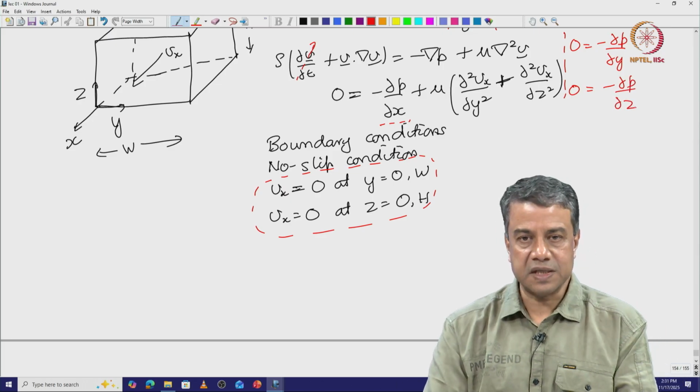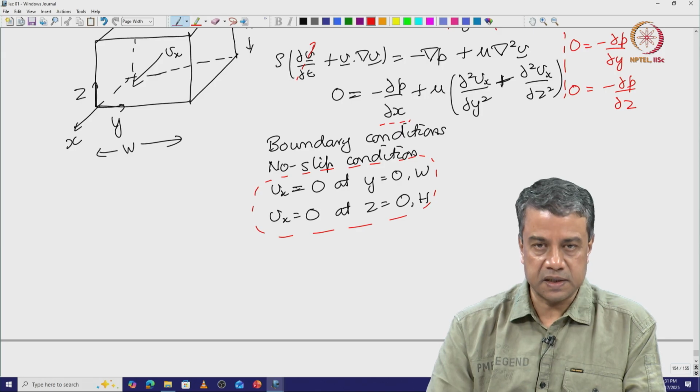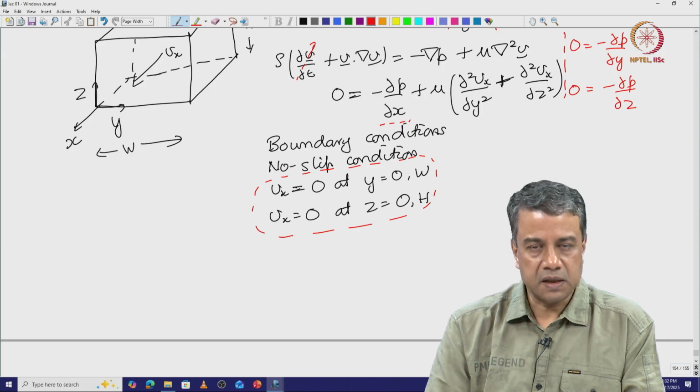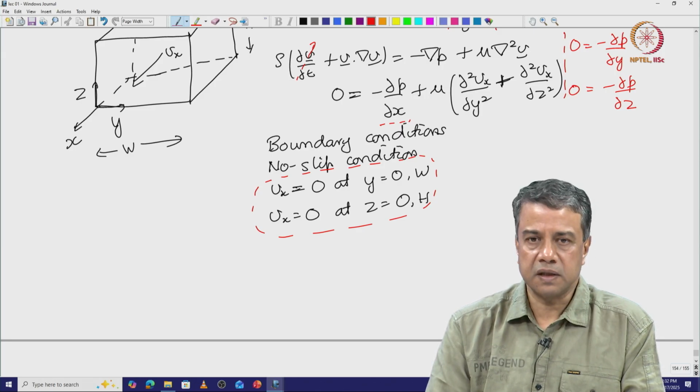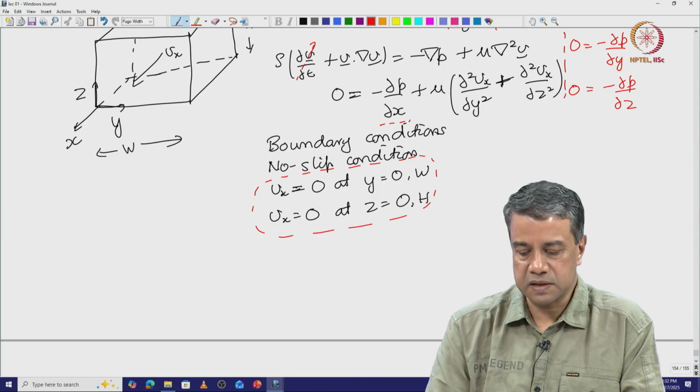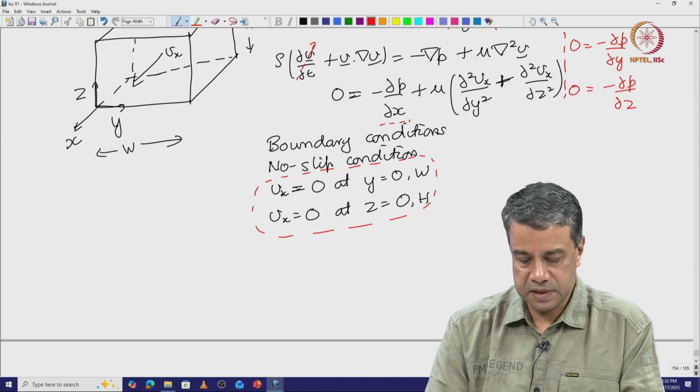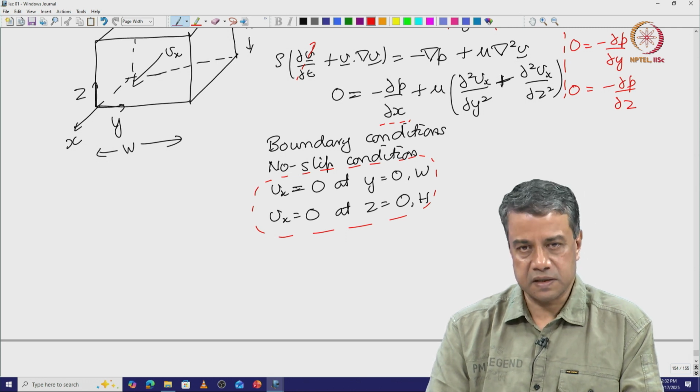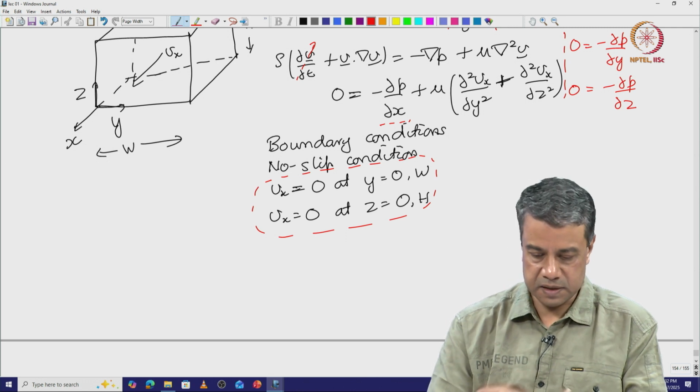So, therefore, the pressure is independent of the y and z coordinates. In other words, the pressure is a constant in the cross section. Therefore, the pressure depends only upon x, and dp by dx is a constant.